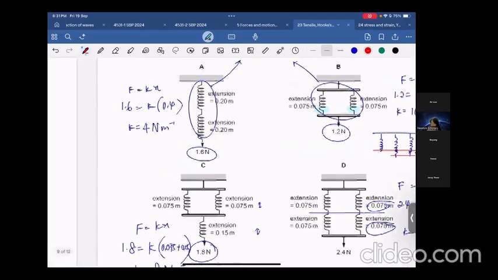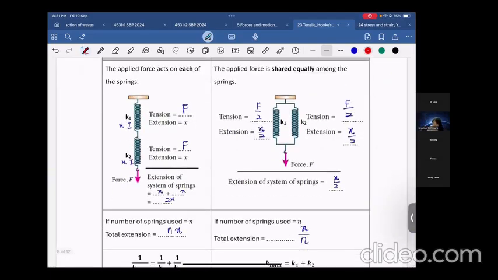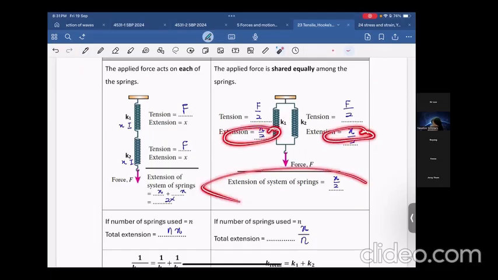Let me go back. Obviously, this part. Can you see this part? It extends x over 2, x over 2. But overall, the system extends x over 2. You don't add it up because they increase in parallel. You don't add the extension overall.